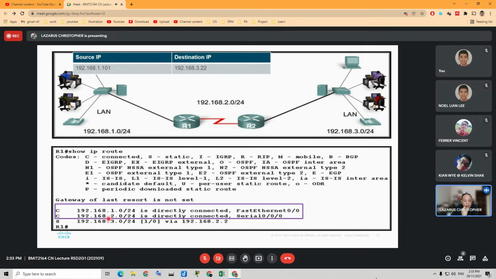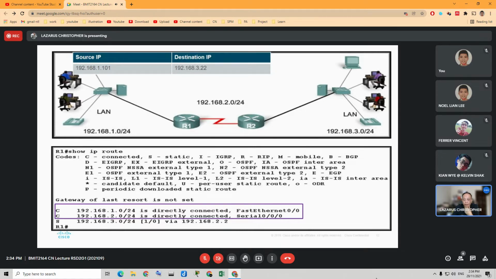Now, notice also that this administrator has not set the gateway of last resort. So if there's no match, there's no gateway of last resort, which is actually what we expect because there are no other networks connected. This is an isolated network. Apart from these networks, we don't see any other network we can forward to. So if it doesn't match any here, then definitely there is no gateway of last resort to forward to either. No point, right?